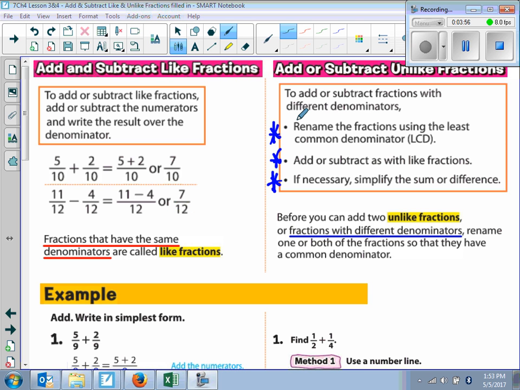When we are adding and subtracting unlike fractions, remember, you cannot add or subtract fractions unless you have common denominators. So the first thing you have to do is rename the fractions using the least common denominator. In other words, you need to get the common denominator, and it's best if you get the least common denominator. Then you just follow the rules for adding like fractions. You add or subtract like normal, and then you simplify at the end, if necessary.